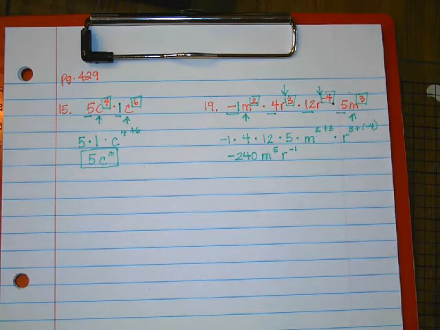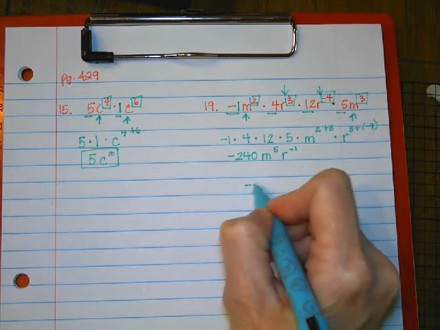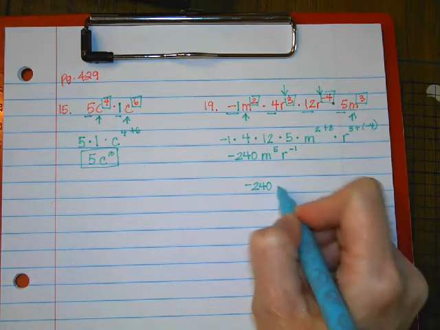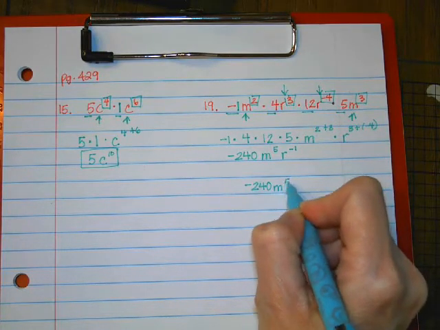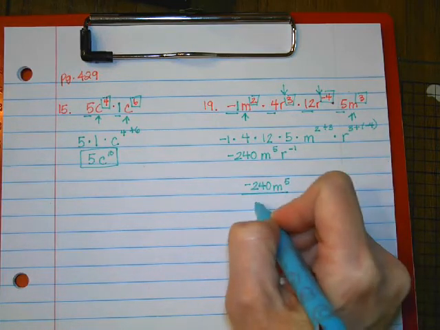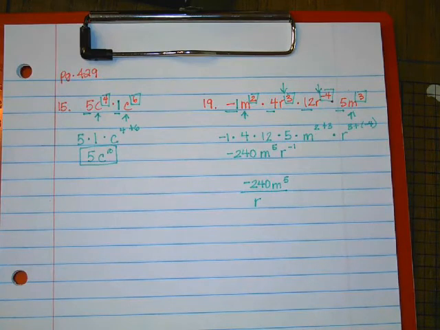Do I leave my answer like this, Tanaya? You're right, I do not. Why not? That's correct, because we have a negative exponent. So to bring down my negative 240 because it has a positive exponent, I don't want to mess with him. M to the 5th has a positive exponent, so I don't want to mess with him. So now I'm going to move that r to the negative 1 to the bottom. And what does this exponent become? That's right, a positive 1. So I'm going to leave that just like that. I don't want to mess with that.